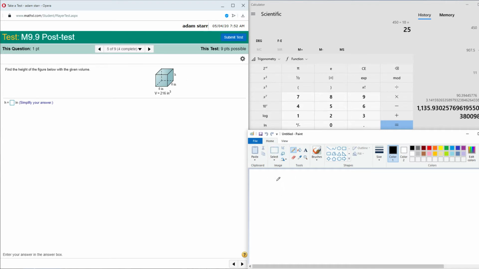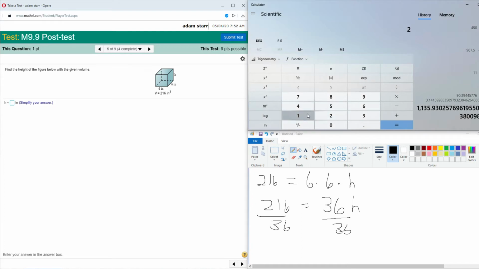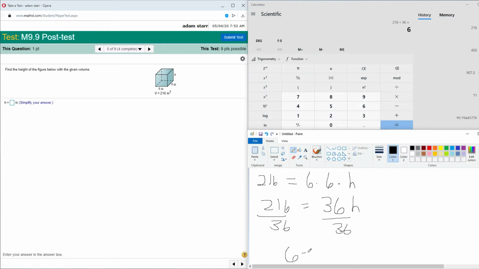So volume again is length times width times height. I know 2 of these are 6, so I have 6 times 6 times height. And I know that my volume is 216. Again, it gives it to me here. So I'm just going to solve this for h. I have 216 equals 6 times 6 is 36 times h. I'm going to divide both sides by 36. And 216 divided by 36 is 6.